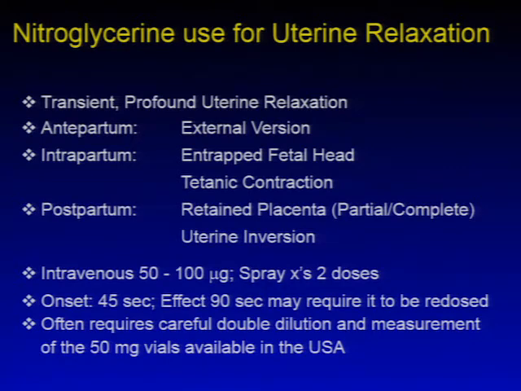It causes a transient but profound uterine relaxation, and can be provided with intravenous doses of 50 to 100 mics of nitroglycerin, or nasal sprays, 2 doses. It may require to be redosed, since its half-life is so very short, and often requires very careful double dilution and measurement of the 50 milligram vials that are available in the USA now.